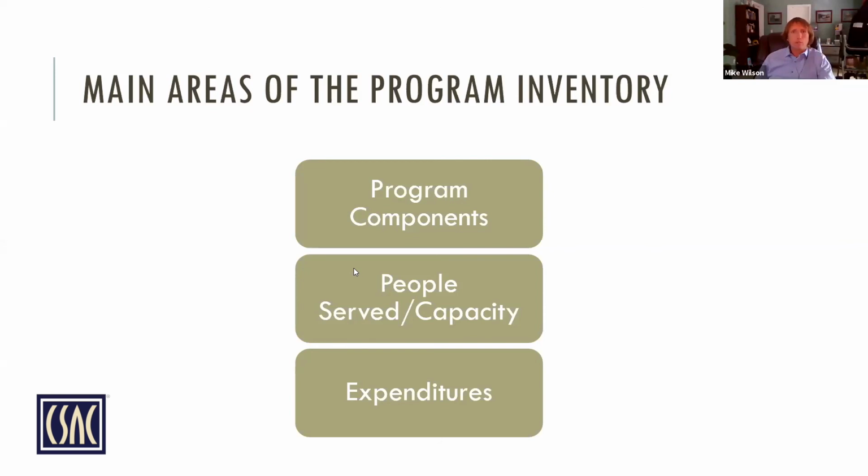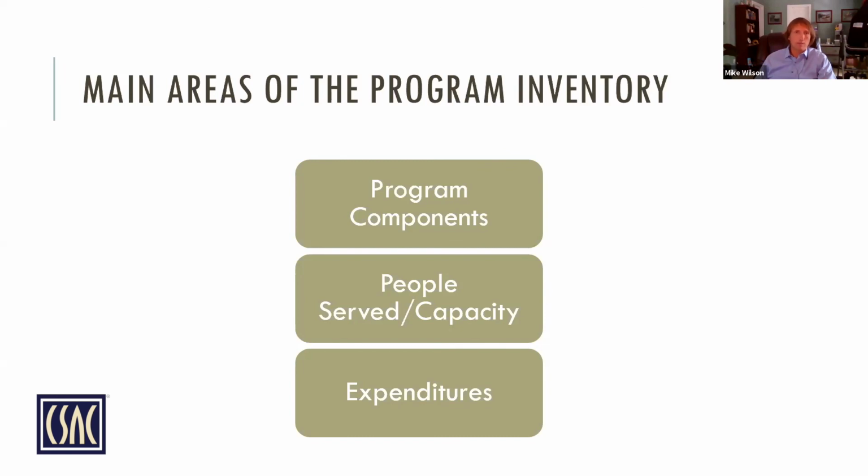When we look at putting together a program inventory, there are really three main areas we're looking at. The first is the program itself. What are the components of that program? What information can we pull about that program in terms of who's being served, the duration, and intensity? I'll go through each of these. The second piece is not what the program is, but who is being served by that program. What are their risk levels? How many individuals are being served? How many could be served?